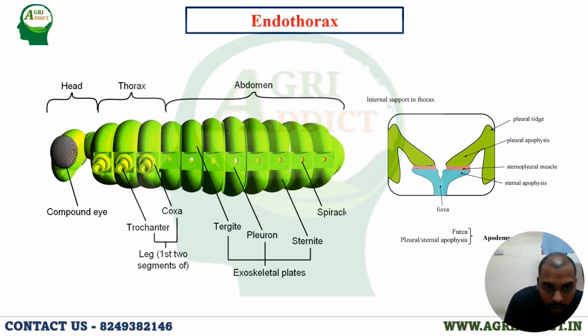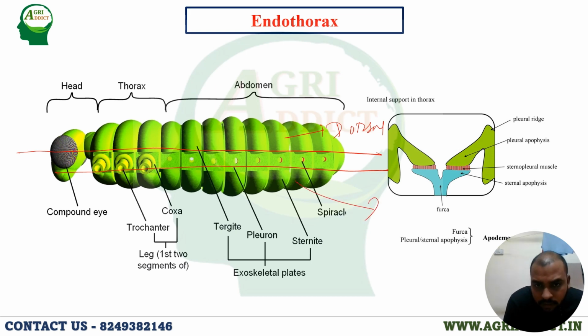What I have done is divide all the parts of the insect body into three different parts. This is the upper part, called the dorsal part. This is the lower part, called the ventral part.